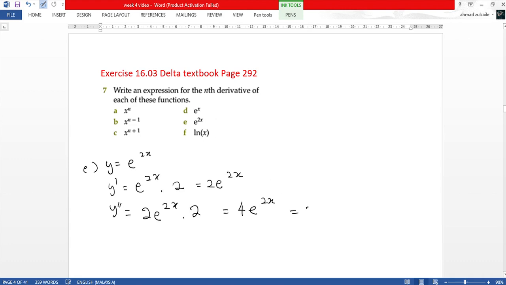Actually, similar to 2 times 2, or sorry, not 2 times 2, it's 2 power of 2. This one is 2 power of 1, exponent 2x. So can you guess for yn, the nth derivative? Yes, 2 power of n times e to the power of 2x, because you still have the exponent of 2x again and again.